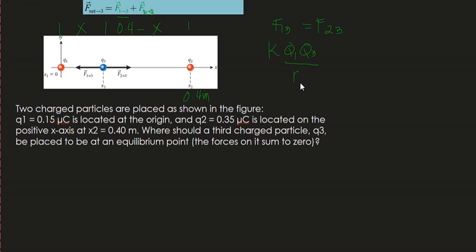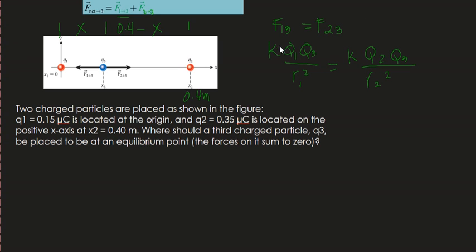So, I will label this R1 squared. R1 natin will be equal sa distance nila duwa, which is equal to x. F23 natin is k Q2 multiplied by Q3 all over... So, label ko lang siya, ang aring radius between sila nga duwa, or ang distance between sila duwa, as R2 squared. So, R2 is equal to 0.4 minus x.